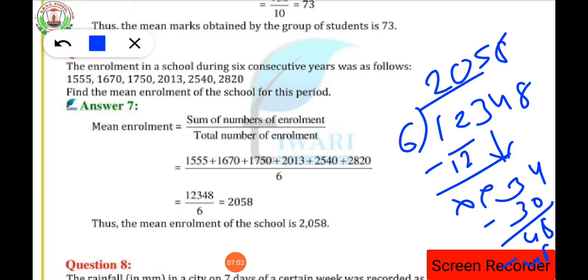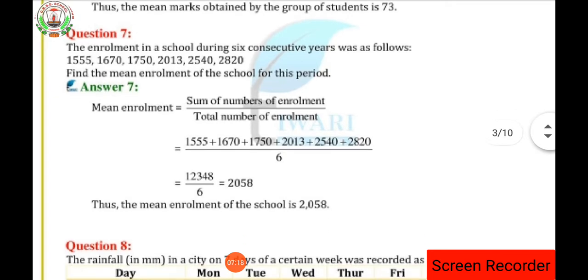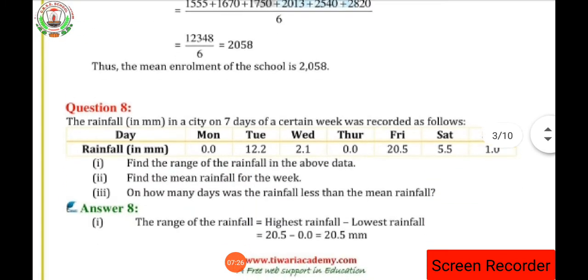So in this we are going to do the divisions also. Clear everyone? Thus the mean enrollment of the school is 2058. Clear? So in this way we have to solve question number 7. Don't get confused by the formula. The formula's wording will change, but the meaning remains the same.